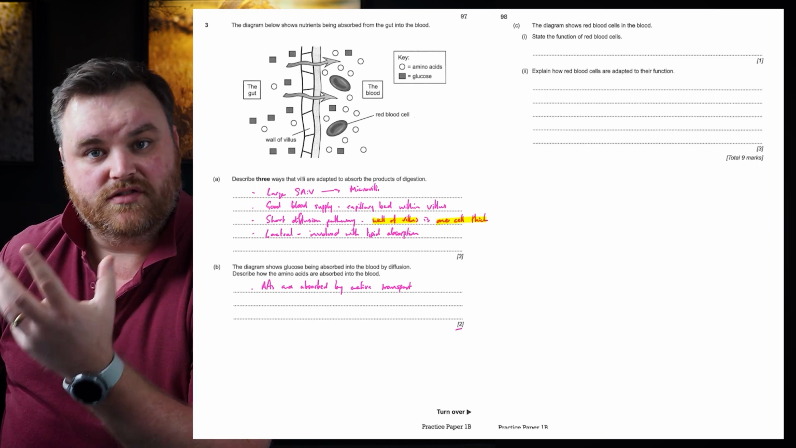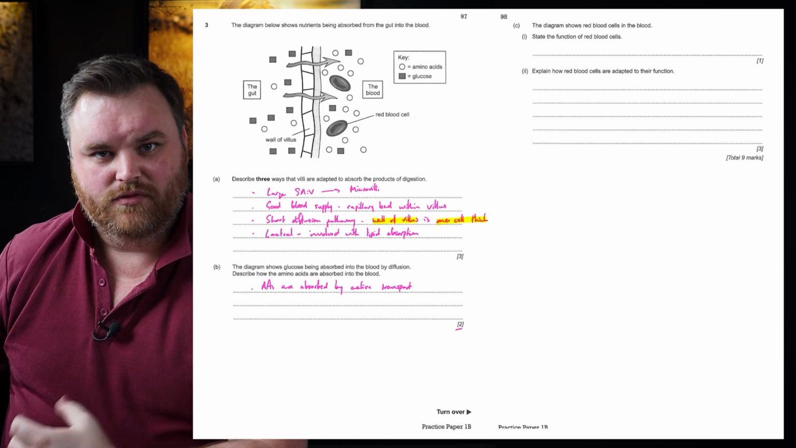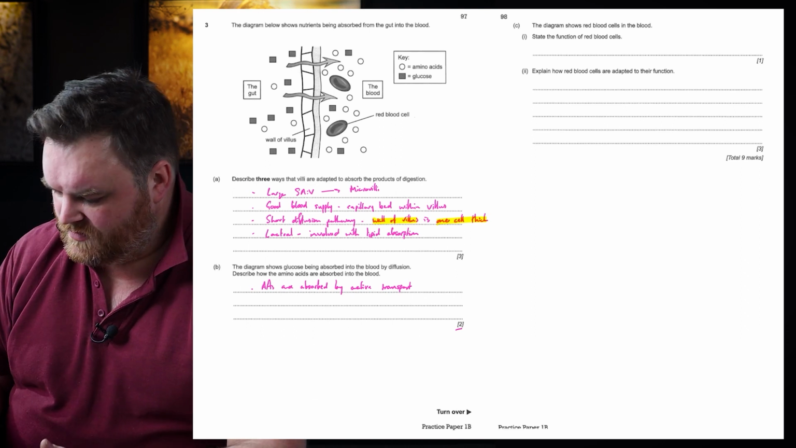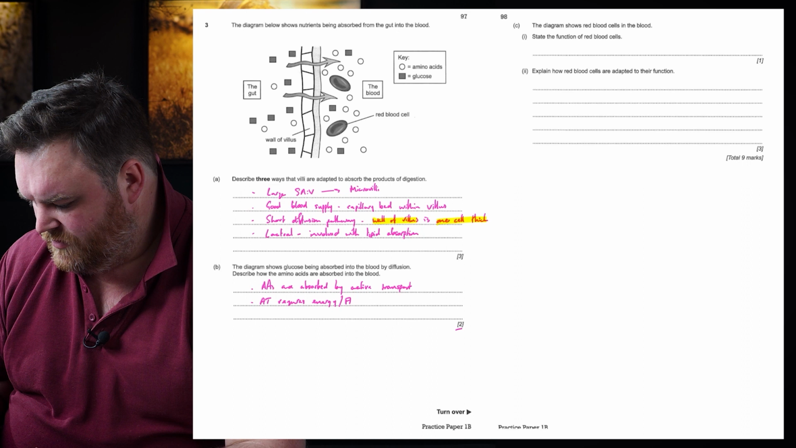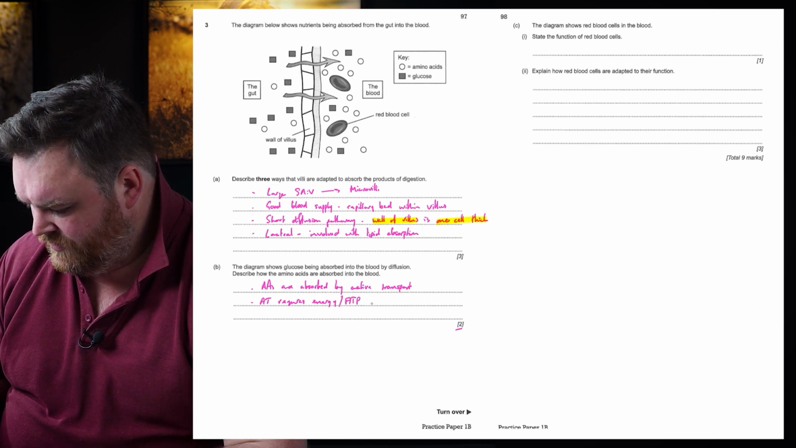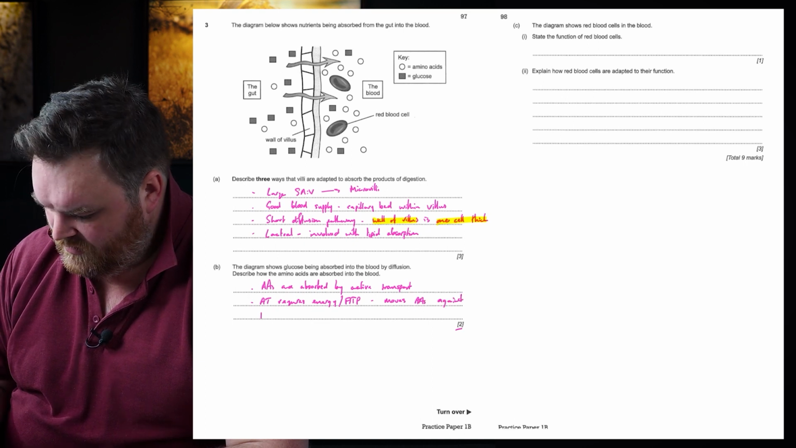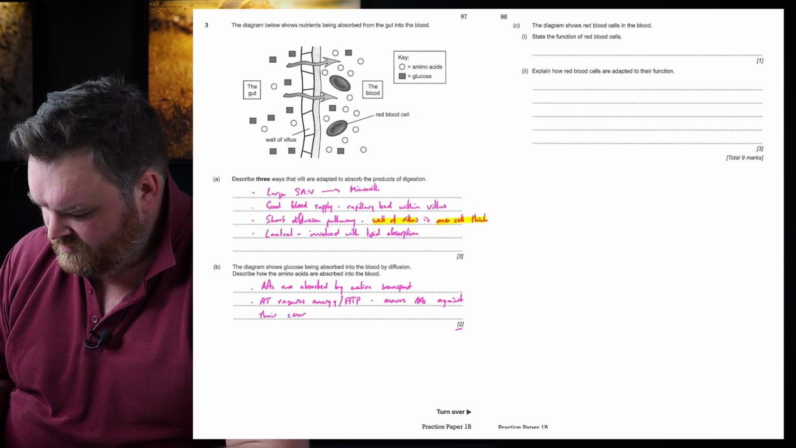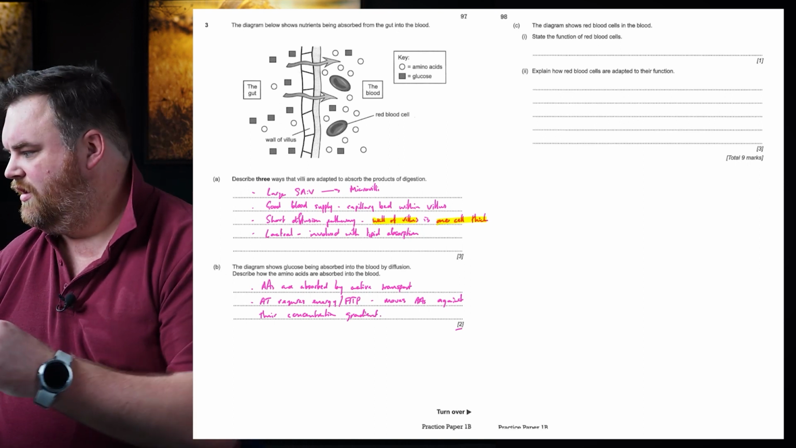Okay, now the second mark in here, this is a 2 marker, there's going to be a mark here for some sort of description of active transport itself. So something about what makes active transport different from diffusion. So we'll say something like active transport requires energy, or ATP, and moves amino acids against their concentration gradient. And that will get us our second mark there.